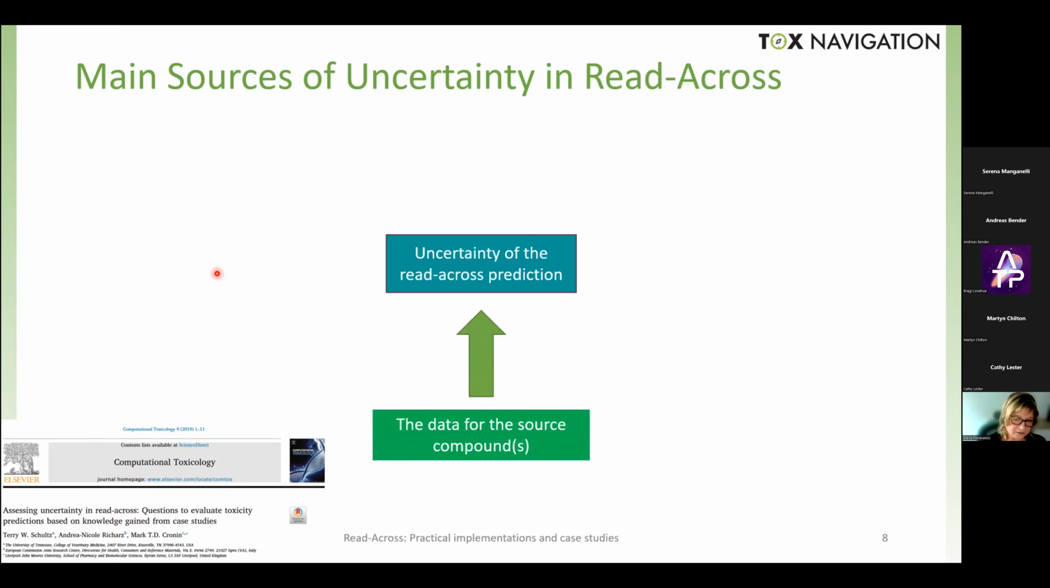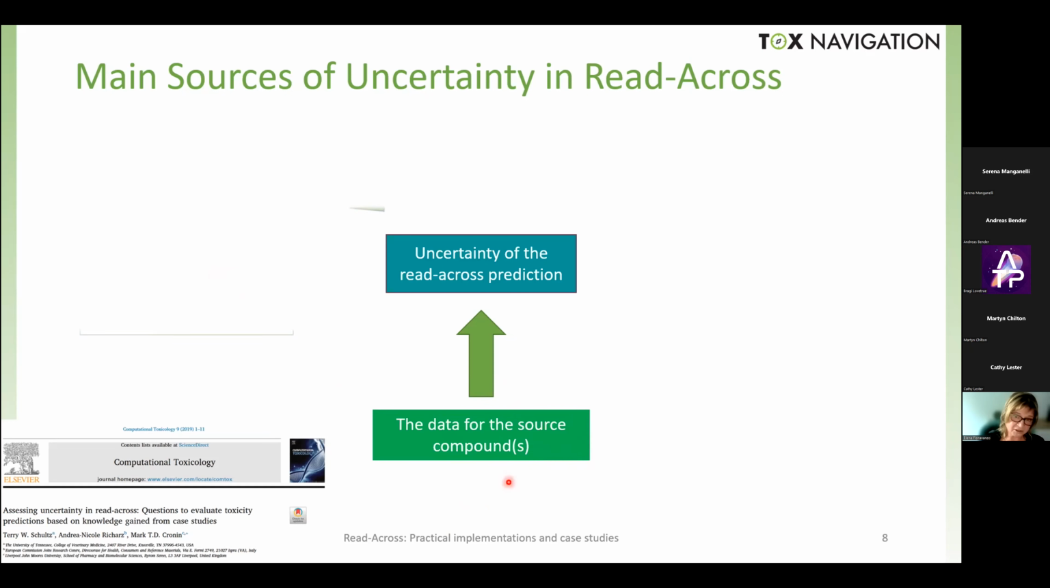So the first source of uncertainty is the data of the source compound, so the data that you're reading across. These data must be adequate for the use that you want to make, and of course, you can't expect to have a prediction that is better than the uncertainty of the original data. So whatever data you're using, you have to assess the reliability of the data of the source compounds.